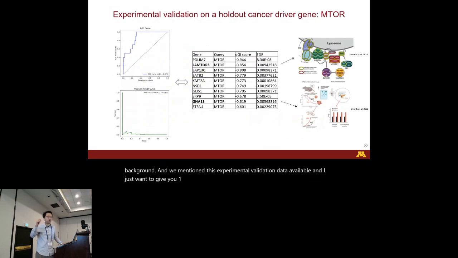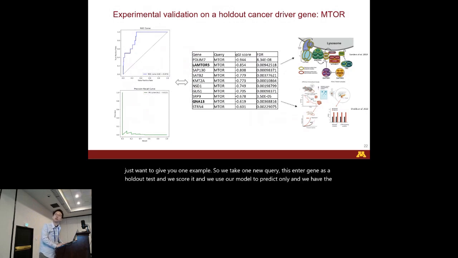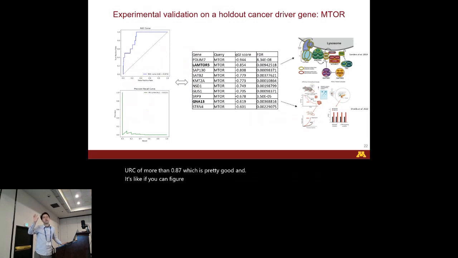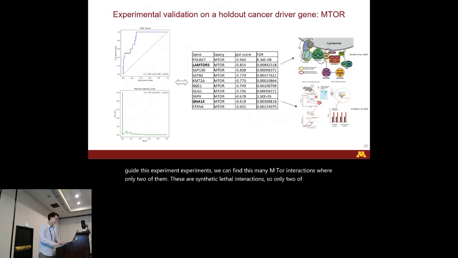And we mentioned this experimental validation data available, and I just want to give you one example. We take one new query, this mTOR gene, as a holdout test, and we use our model to predict on it, and we have an AUROC of more than 0.87, which is pretty good. If you can figure out your model can predict something well and use that to guide these experiments, we can find this many mTOR interactions where only 2 of them, these are synthetic lethal interactions, are shown with evidence in current literature, which means the rest are even more interesting because we don't know much about them, and they're experimentally shown as synthetic lethal pairs with high significance.